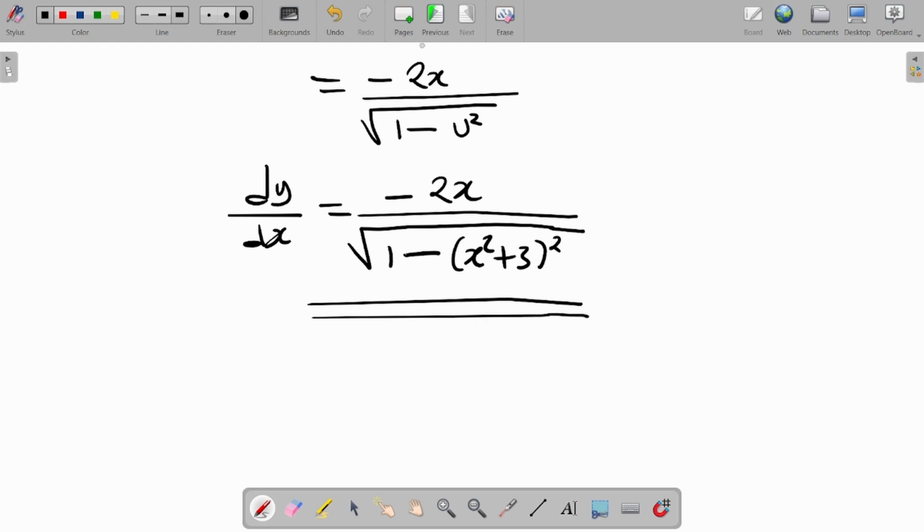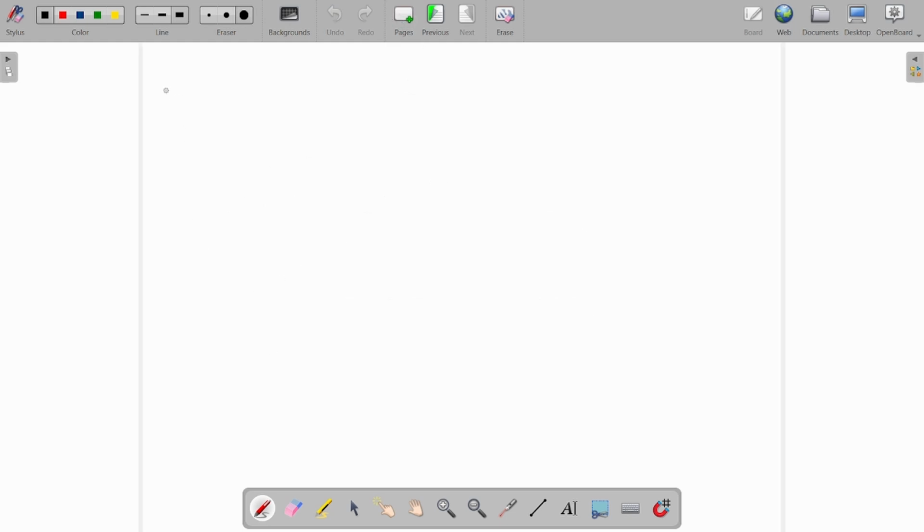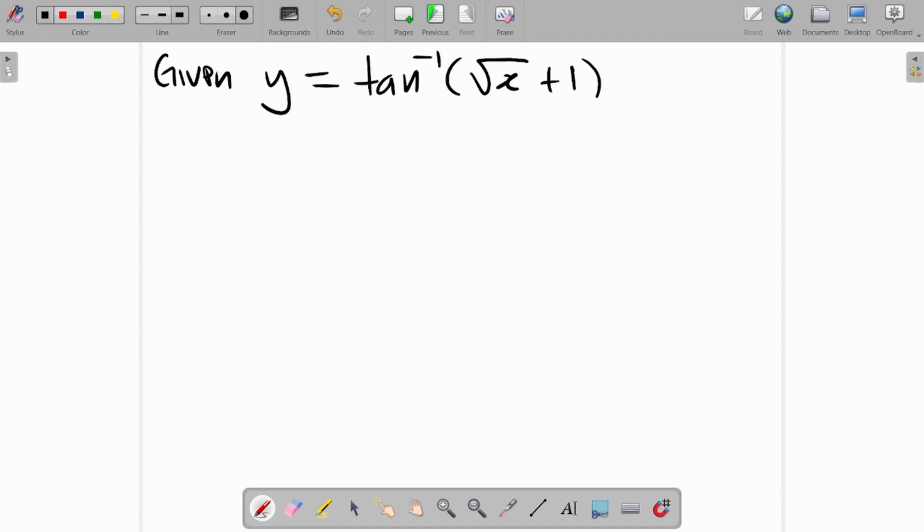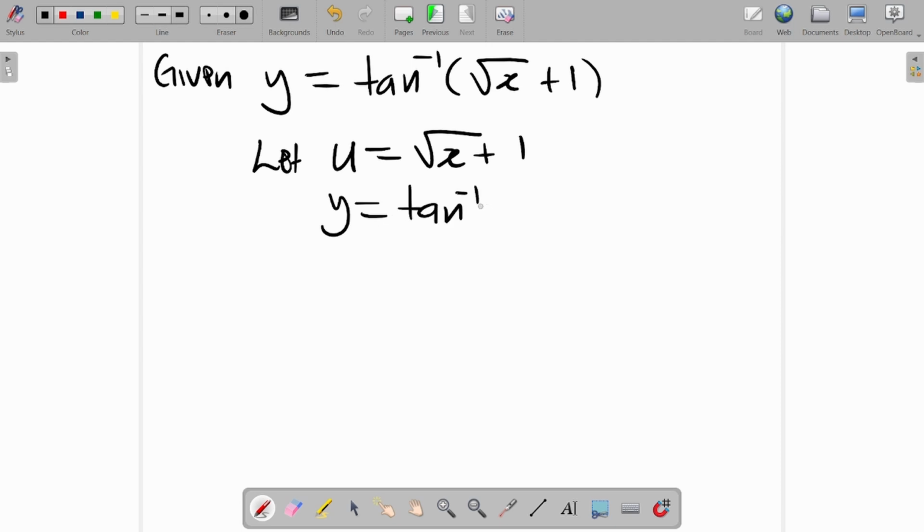Let's do another example. If you are given, let's say, y is equal to tan inverse of the square root of x plus 1. The first step is to find dy/dx. First step is to let u be equal to the root of x plus 1, so that your y will now look like this: y is tan inverse of u.